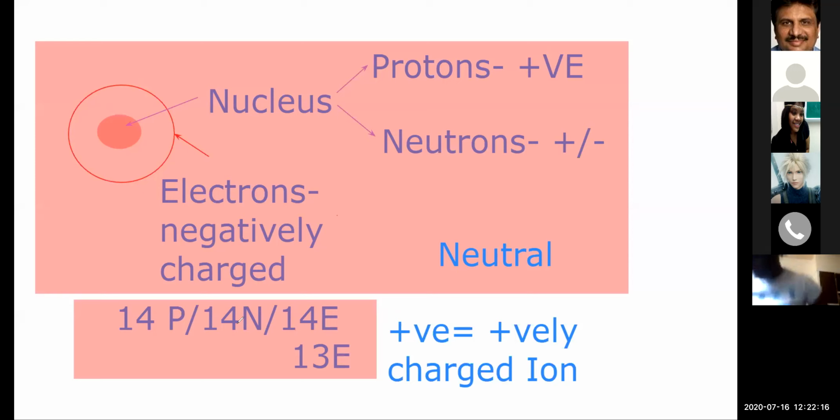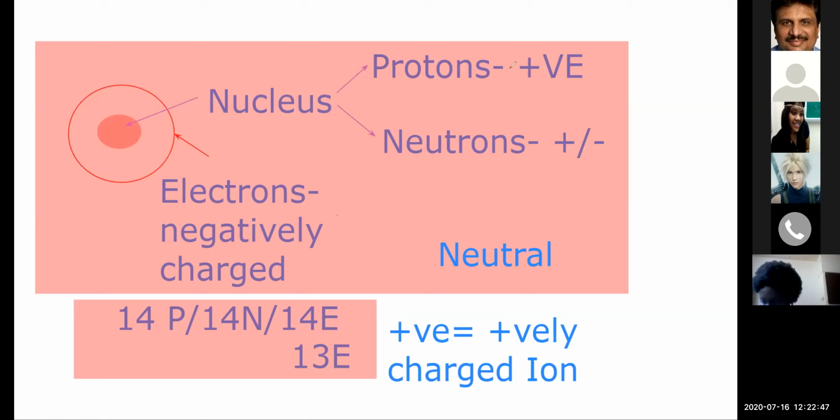Now you can ask me a question, why don't we include electron also? So electrons, even if it is included, it doesn't really increase the mass because the mass of an electron is very minimal. So atomic mass refers to protons plus neutrons. And what is an atomic number? Atomic number refers to only the number of protons.